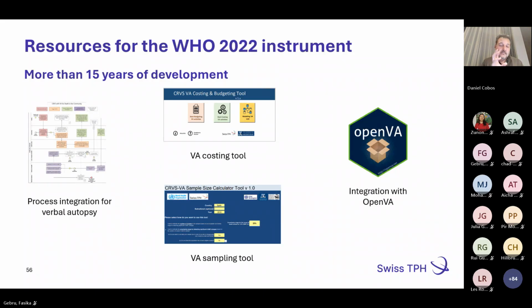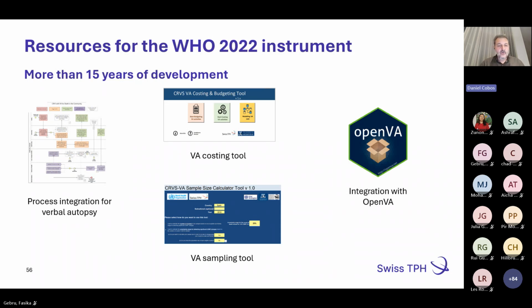you have tools to see how I can integrate verbal autopsy processes within my information system, whether it's a routine government system or an NGO system. You have tools to identify the sample size needed for verbal autopsy, identify the cost. You have what we call the OpenVA pipeline. That is a sort of pipeline that connects ODK with the analytical tools, with DHIS2 as an output, with other systems. And all of this is open source. You can take it, use it.